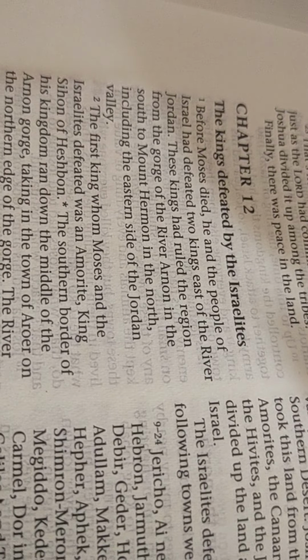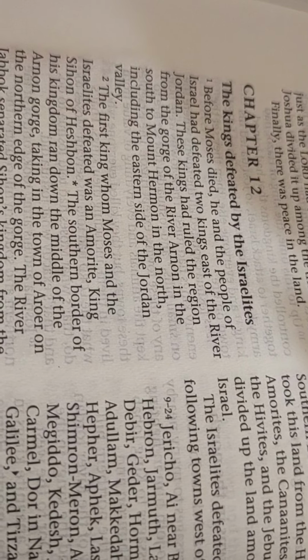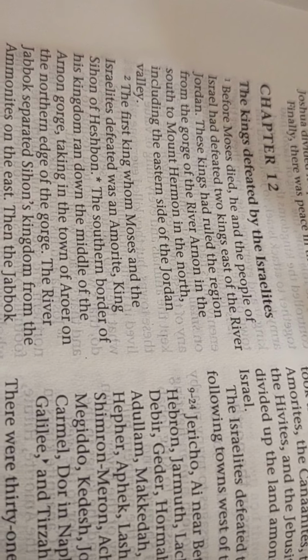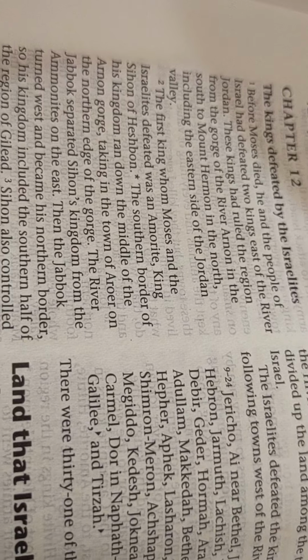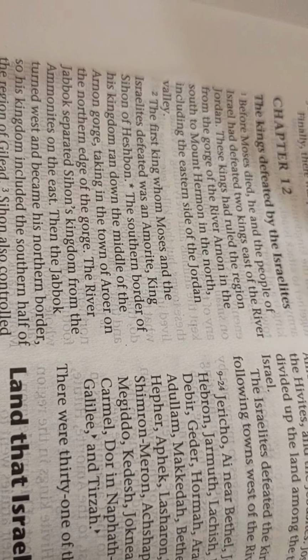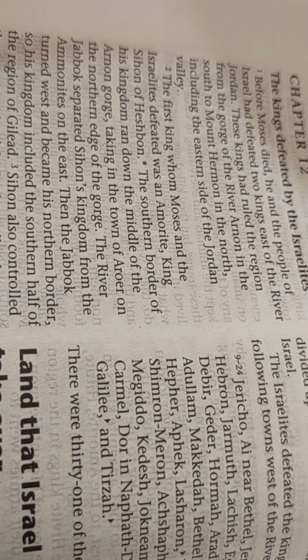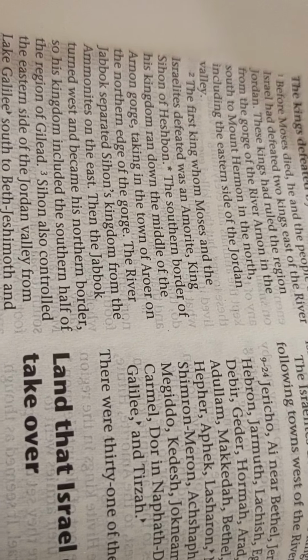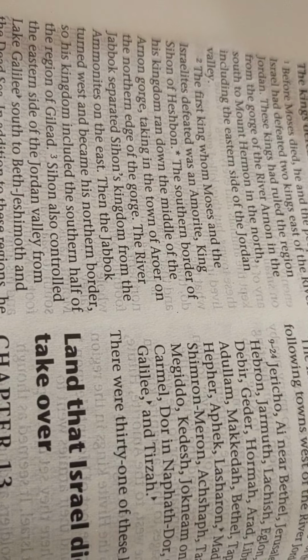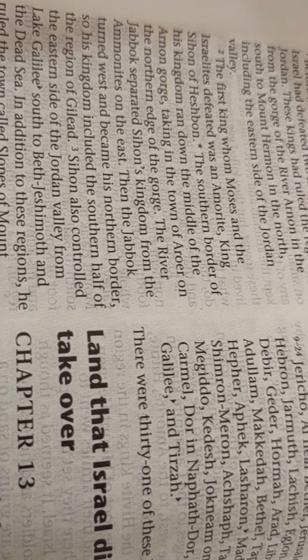Chapter 12. The kings defeated by the Israelites. Before Moses died, he and the people of Israel had defeated two kings east of the river Jordan. These kings had ruled the region from the gorge of the river Arnon in the south to Mount Hermon in the north, including the eastern side of the Jordan Valley.